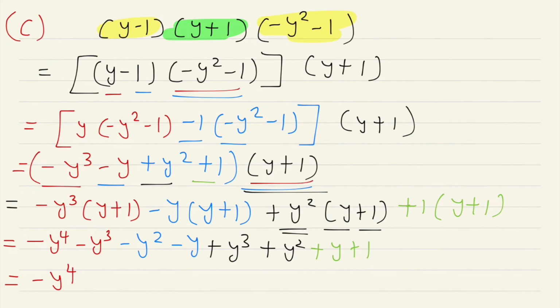Then we have minus y cubed plus y cubed, so 0. Then we have minus y squared plus y squared, so that also cancels out. And then we have minus y plus y, so that also cancels out. So those are all zeros. Plus 1. And that is our answer.